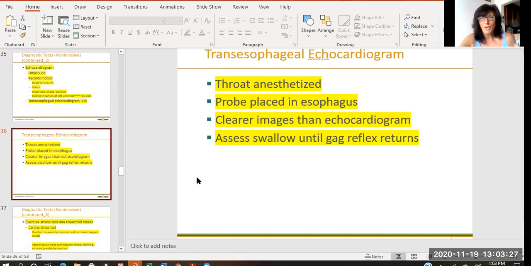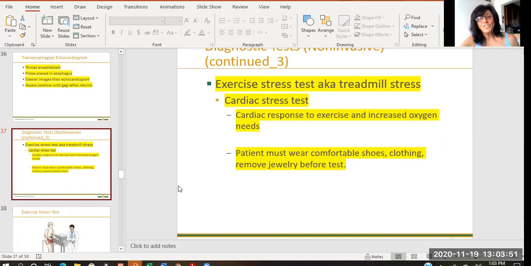It gives them really good images. So they're looking for something specific if they do one of these. And your job as the nurse, make sure you assess the swallow until their gag reflex comes back. Anytime something goes down somebody's throat, after that procedure, you're always concerned about aspiration. Make sure that their gag reflex is intact. It's priority nursing intervention.